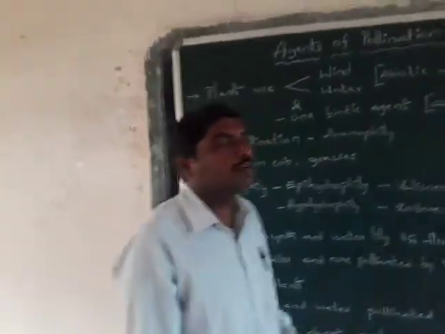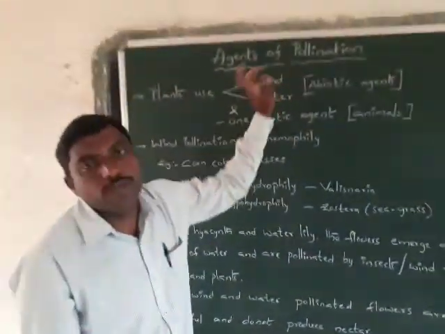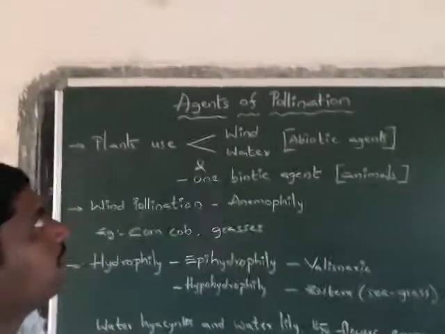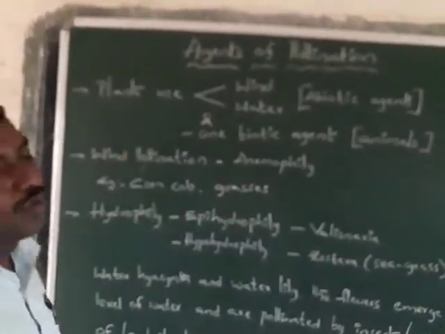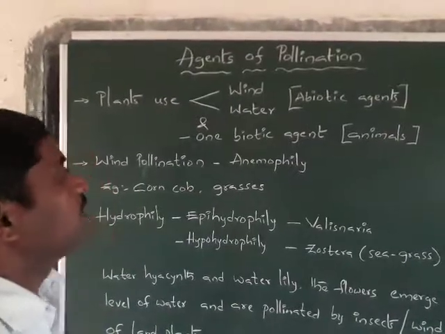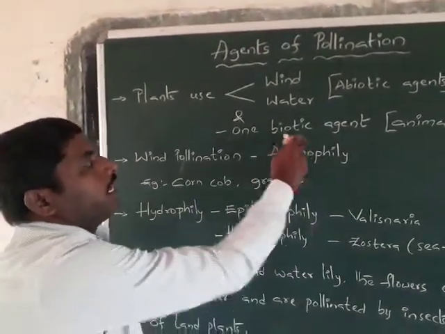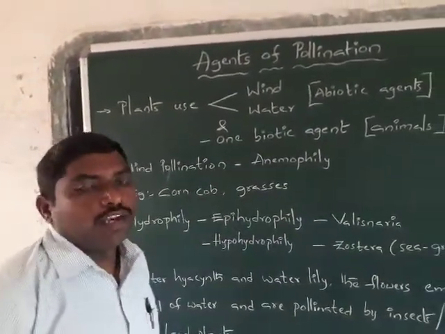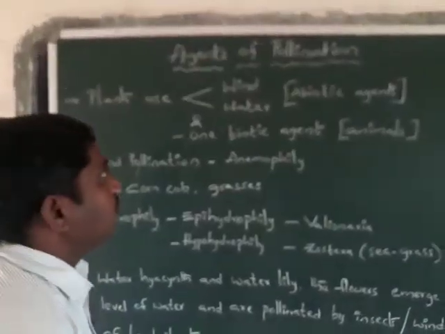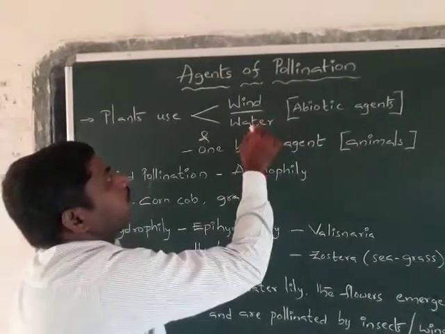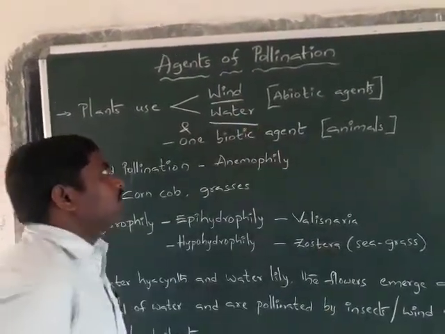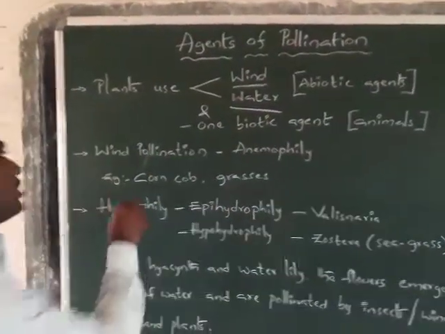In this video we talk about agents of pollination. Plants use two types of abiotic agents and one biotic agent to achieve pollination. The abiotic agents include wind and water. I will discuss the first one, that is wind.